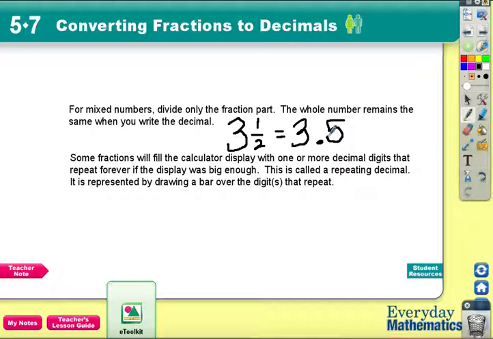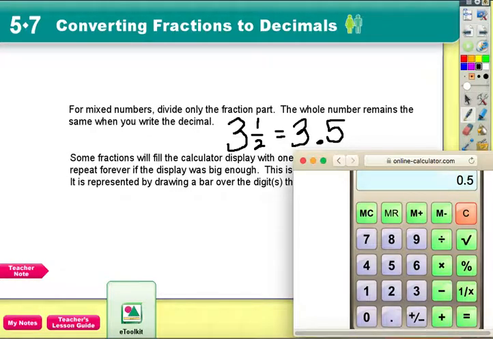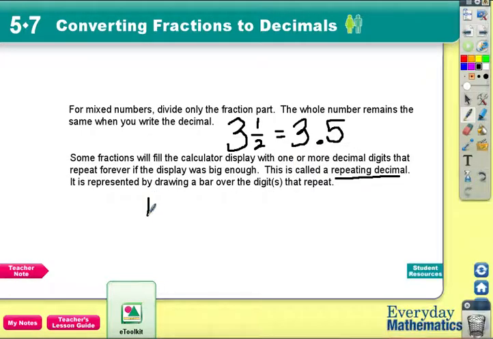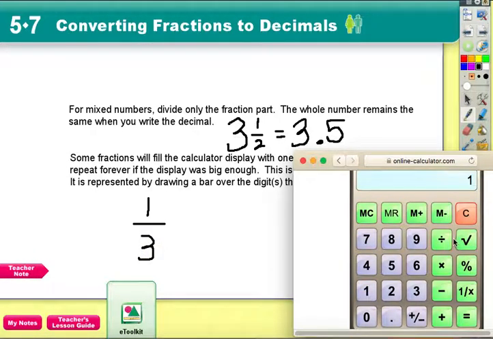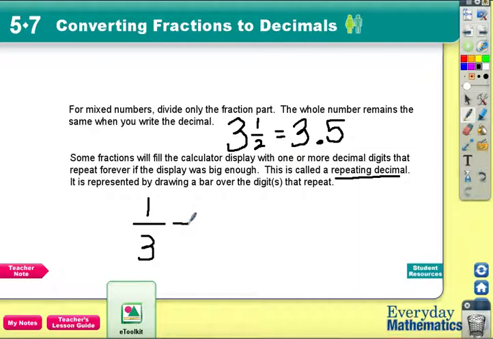Also, some fractions will fill the calculator display with one or more decimal digits that repeat forever, if the display was big enough. This is called a repeating decimal. It is represented by drawing a bar over the digit or digits that repeat. So for example, let me write your fraction down first: 1/3. If you enter 1 divided by 3 in your calculator and hit equals, you are going to get a repeating decimal of 3.